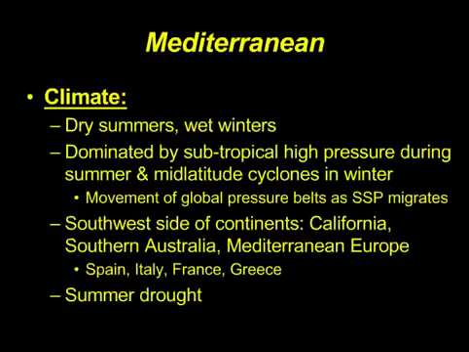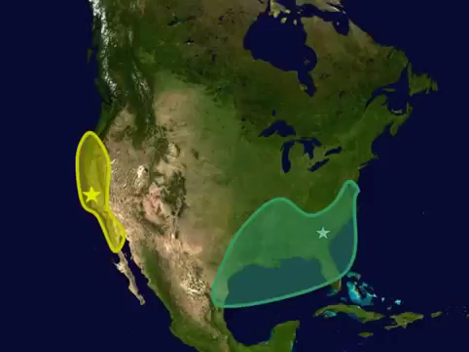Finally, another way to say the dry summers is that we have a summer drought. So this is going to play a key role in understanding the type of vegetation we would find here, because they're going to have to withstand that summer dry period. Here we can see the Mediterranean climate region in yellow, which is on the southwest side of North America, the United States, and then of course the humid subtropical climate region on the eastern coast.